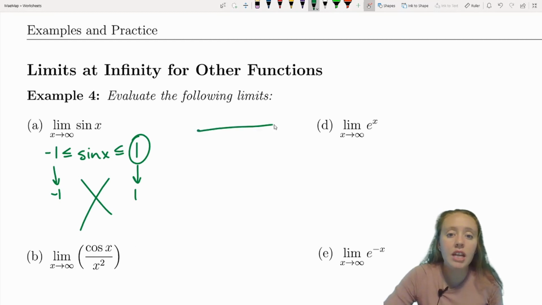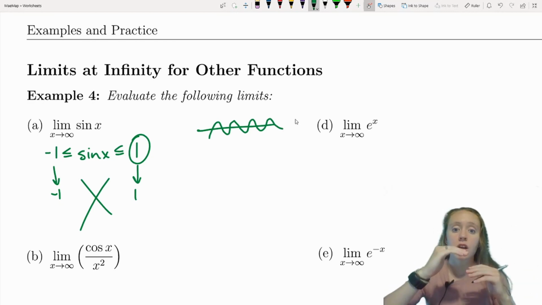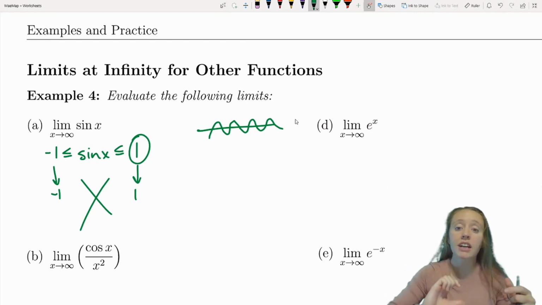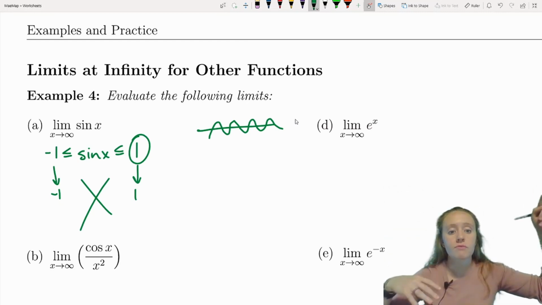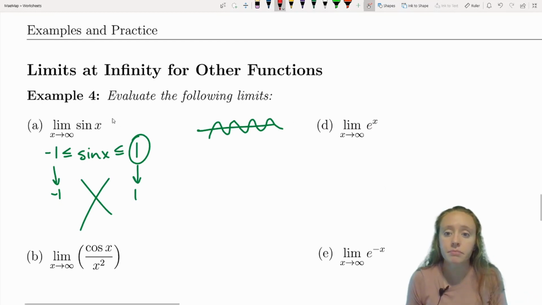And even if you think about what the sine of x looks like, it's going to continue to oscillate forever. It's always going to oscillate between -1 and 1. So it's not heading towards any finite value, it's not heading towards infinity, it's not heading towards negative infinity. We just say that the limit does not exist.